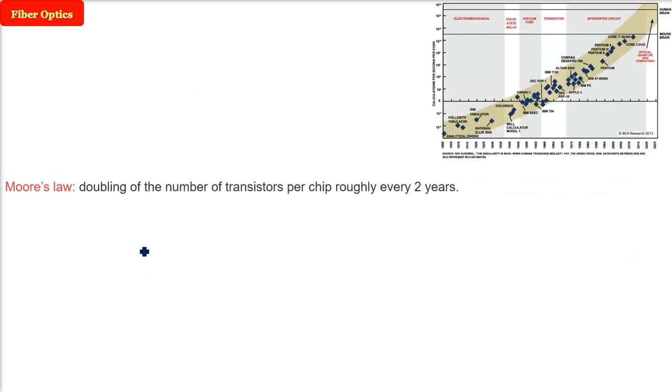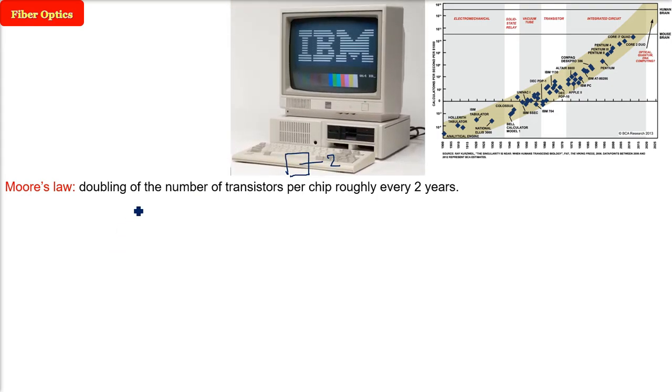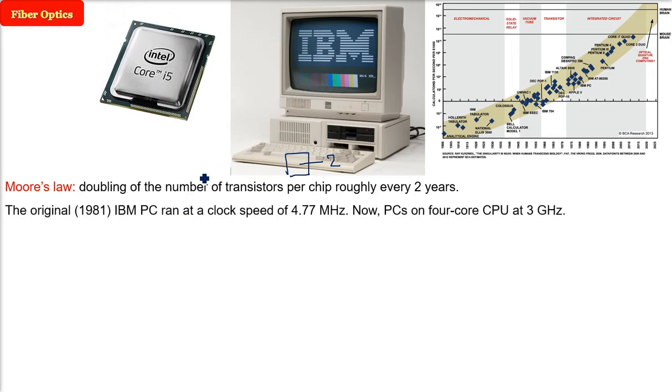Moore's law says that every 2 years, the number of transistors on a single chip will be doubled. This is the IBM PC. It was in 1981, and this is the present. The original 1981 IBM PC ran at a clock speed of 4.77 megahertz, mega being 10 to the power 6.